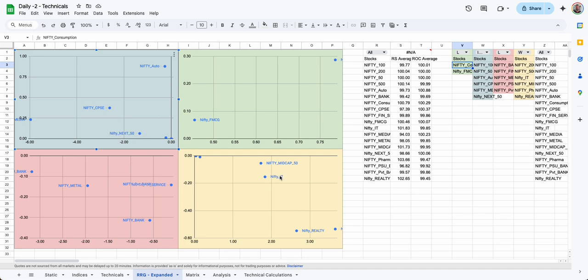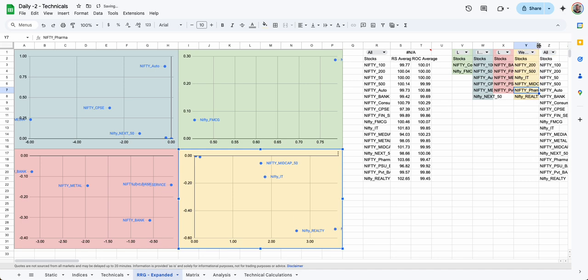You can see Nifty Auto, Nifty CPSE, Nifty Next 50 are all improving. You can see a bunch of categories in the weakening quadrant, and you can see a bunch of stocks in the lagging quadrant. Let me just find out where Nifty Pharma is in this. Nifty Pharma is actually weakening, and it's somewhere in here, and that's why you don't see it exactly on the graph. But here, this gives you a list where you can check that Nifty Pharma is actually weakening.